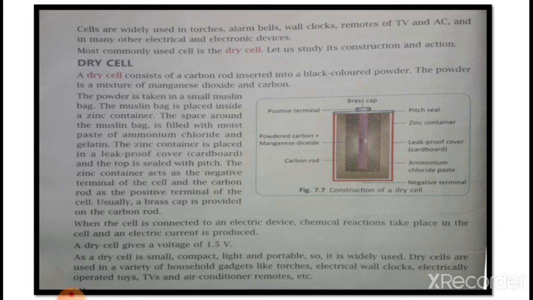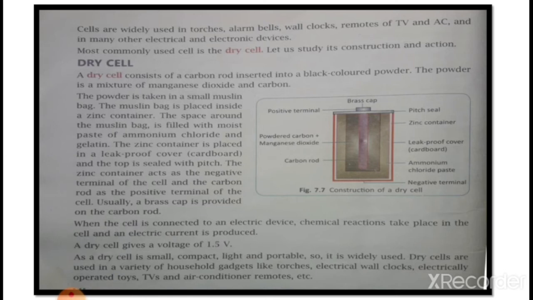So the zinc container always acts as the negative terminal and the carbon rod as the positive terminal. If we are taking a cell, you can see a positive symbol on the top of the cell and a negative symbol on the base of the cell. A brass cap is provided at the top of the cell, and of course the zinc container will act as the negative terminal, and the brass cap, that is the carbon rod, will act as the positive terminal. Okay, so this is the construction of a dry cell.